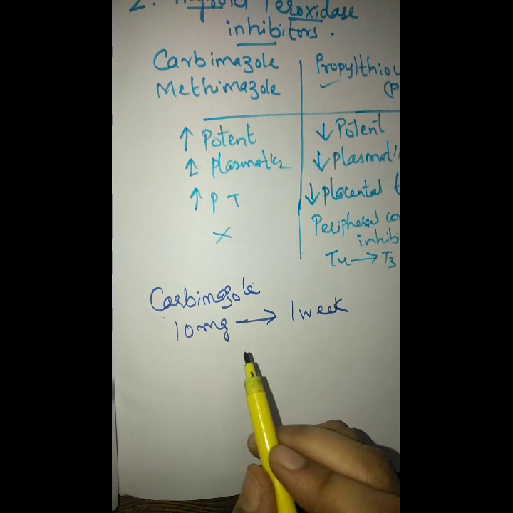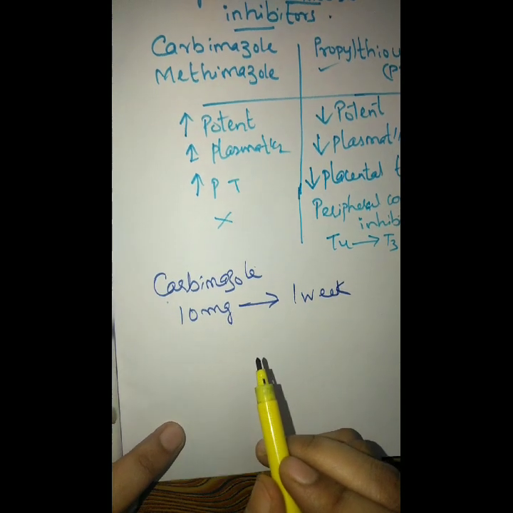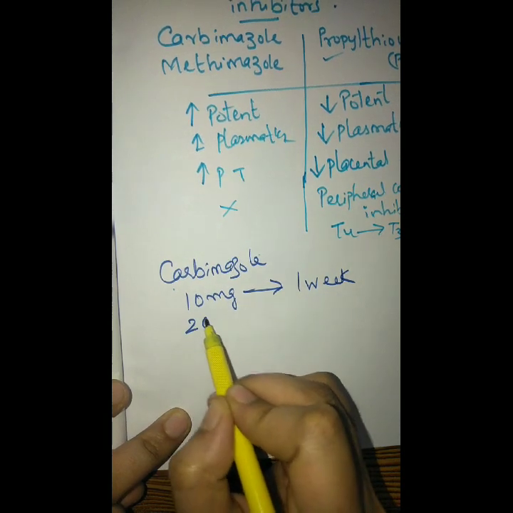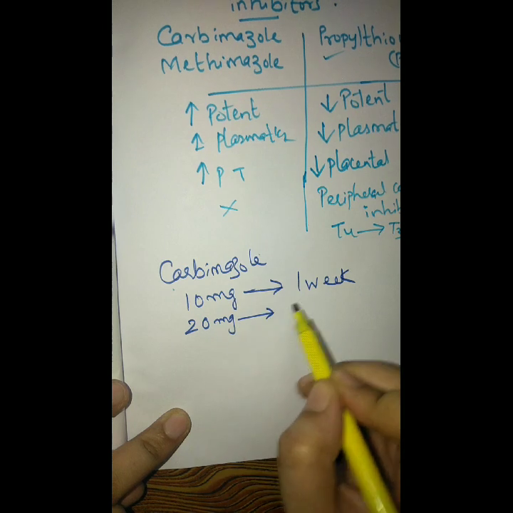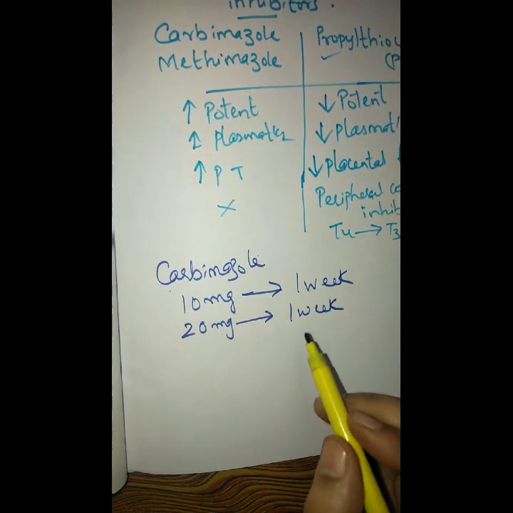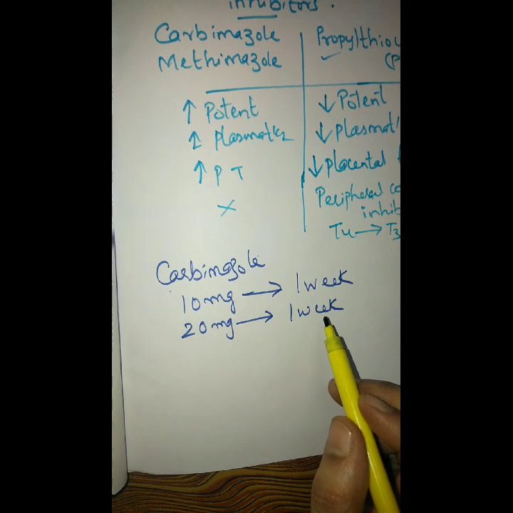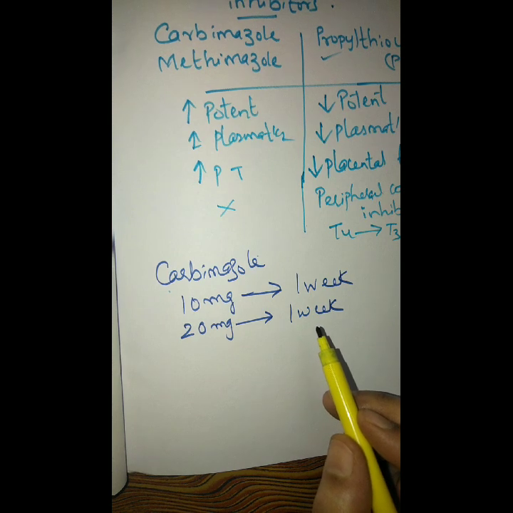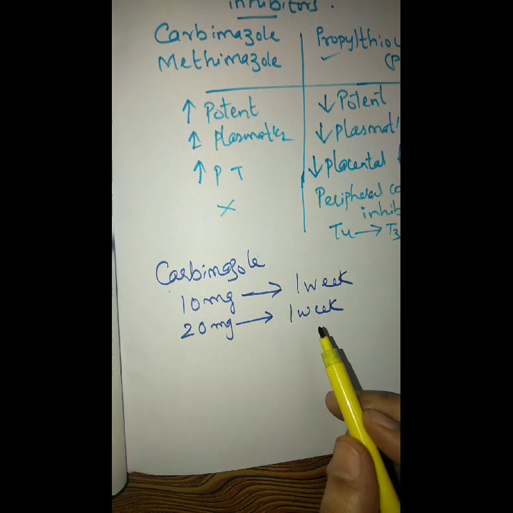But after 1 week there wasn't any reduction in the hyperthyroidism symptoms. So next you prescribe an increased dose, like 20 mg, for almost 1 week. Okay, and you expect that at least this week, in the second week, the symptoms of hyperthyroidism should be reduced. But after 1 week the patient again comes with the same symptoms, without any relaxation of the hyperthyroidism symptoms.